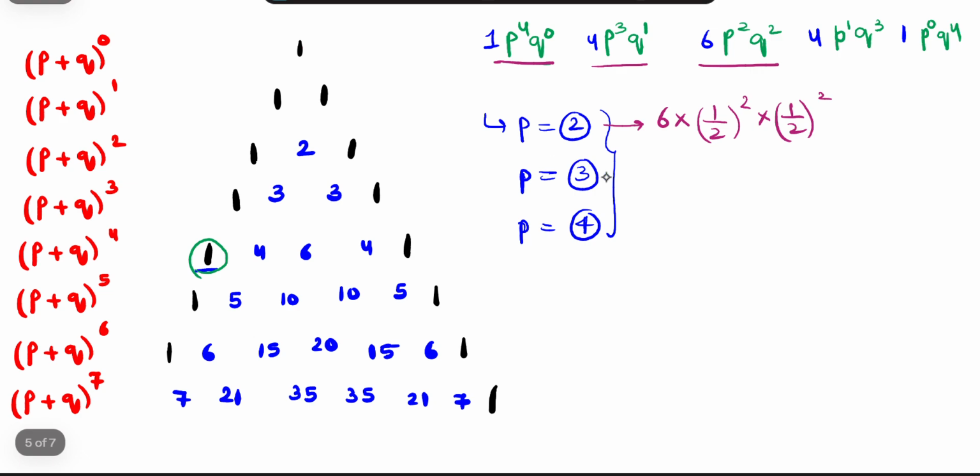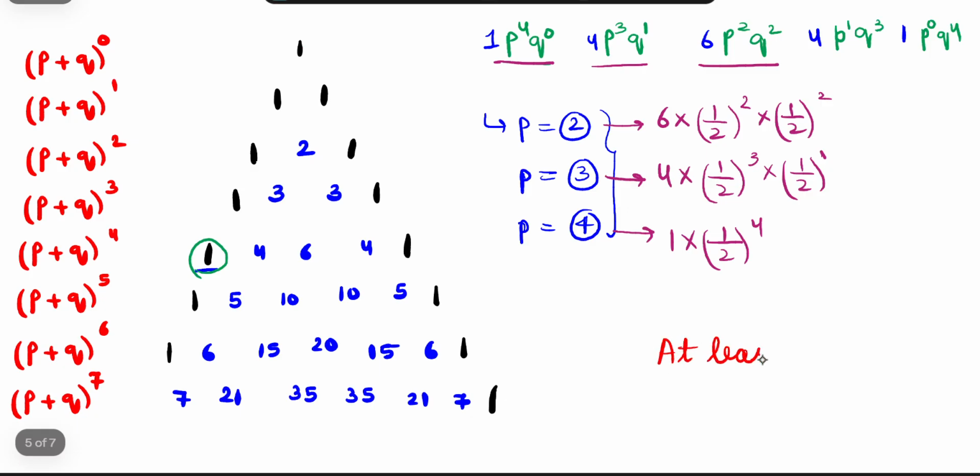It's very simple. If P is 3, use the formula 4 into P, which is half to the power 3, multiplied by Q, which is again half to the power 1. And for the last one, it is 1 multiplied by half to the power 4. So with Pascal's law, if you know how to write Pascal's triangle, it is very easy to solve these kinds of questions where you see the words at least. In that condition, using the binomial theorem is always a very cumbersome and time-consuming procedure.